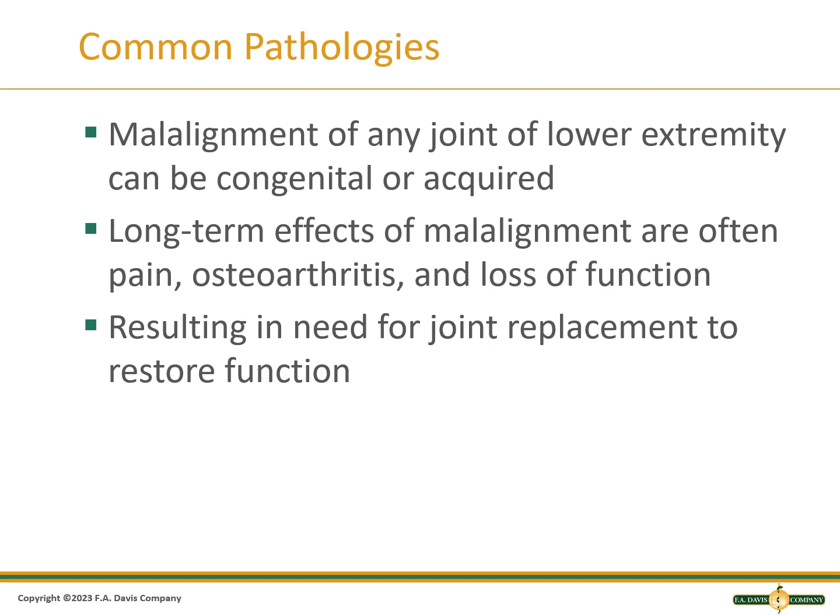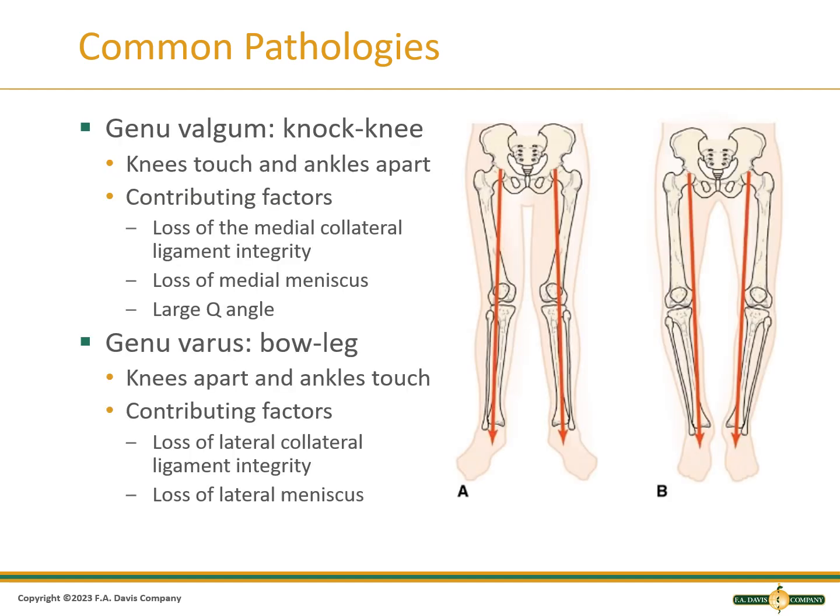Malalignment of any joint of the lower extremity can be congenital or acquired, so we can be born with it, or it can be something that occurs as a matter of how we develop or with injury. Long-term effects of malalignment are often pain, osteoarthritis, and loss of function, resulting in the need for joint replacement to restore function. Genu valgum is going to be, again, looking at the distal segment of the joint, pointing more laterally.